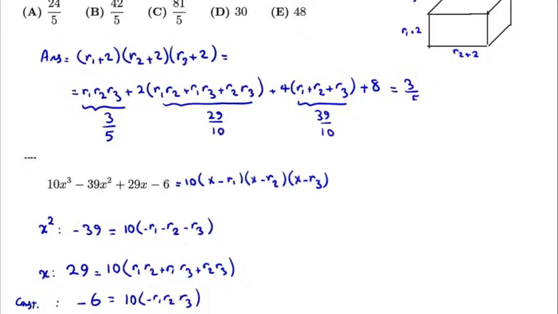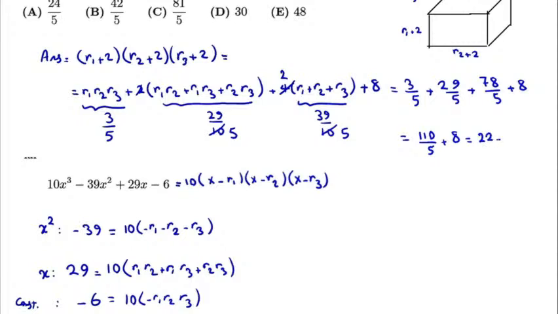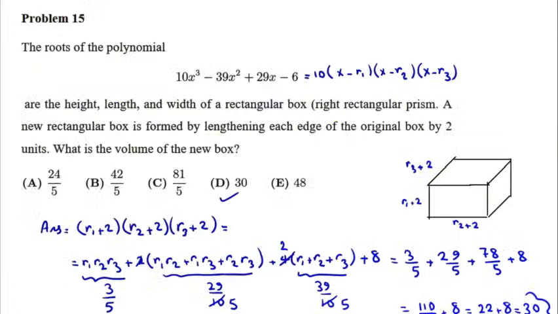Okay, so if we calculate 3 over 5 plus these 2, this 10 will be cancelled, 29 over 5, the next one, 2 times 39 is 78 over 5 plus 8. So 3 plus 29, 32, 32 plus 78 is 110 over 5 plus 8. It's 22 plus 8, which is 30. So the answer of this problem is D.